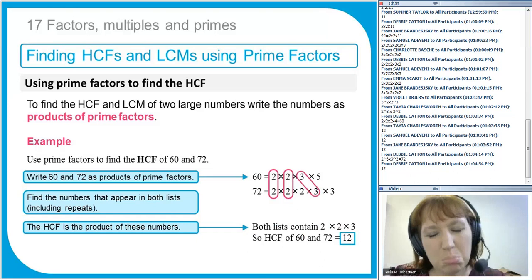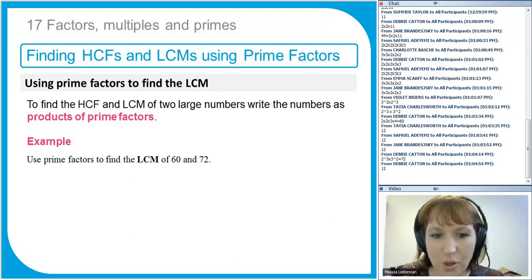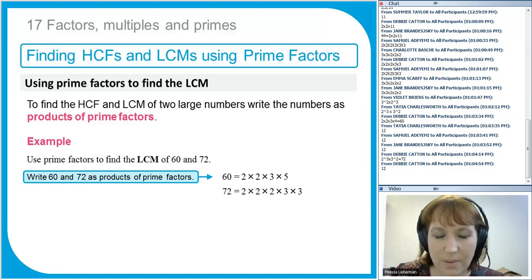Lowest common multiple, a bit more difficult. So use prime factors to find the lowest common multiple of 60 and 72. First step, write each number as a product of its prime factors. So we've done that already. Maybe this is a question that would have a part A, part B, part C, and we would have done that in a previous step. So first of all, write the numbers as products of prime factors.